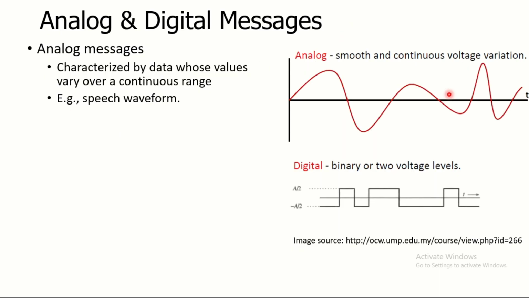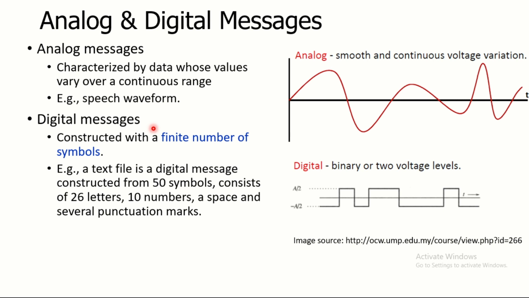Now we will study the difference between analog and digital messages. For example, as shown here, an analog message when converted to electrical waveforms will be represented in the form of a smooth and continuous waveform. You can see here that this is an analog waveform. Now this waveform is made of infinite points as shown here.